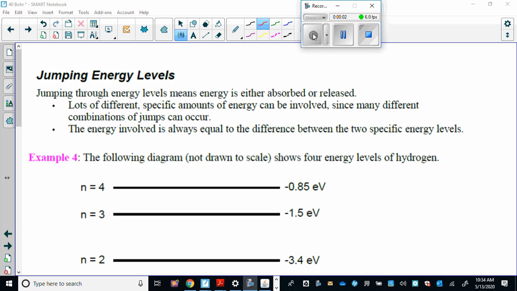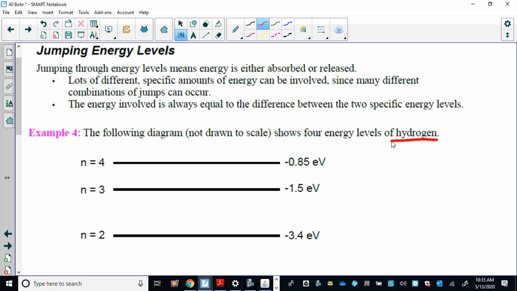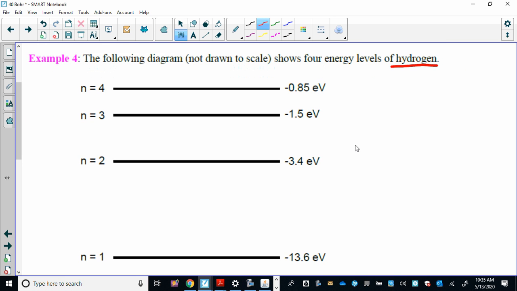Part 2 of lesson 40 is jumping energy levels. And so we talked about a hydrogen atom. We previously said that in all the elements, they can have specific energy levels. So this is hydrogen right here. And these are the energy levels for hydrogen: 0.85, 1.5, 3.4, and 13.6. Electrons can only exist at these specific energy levels.